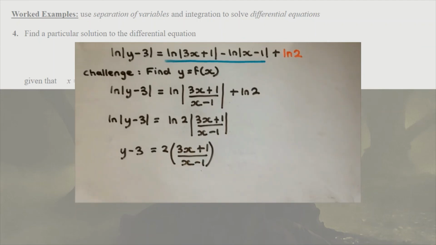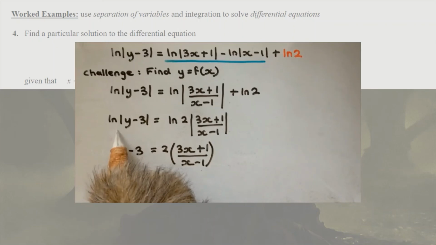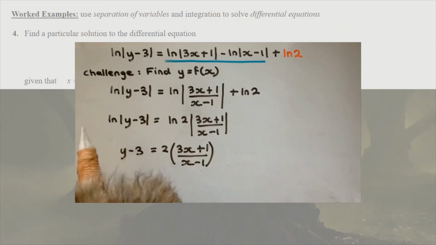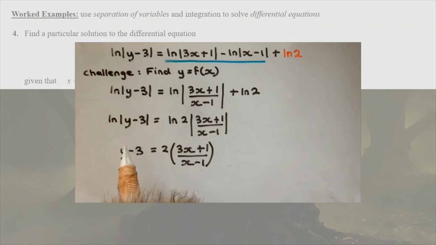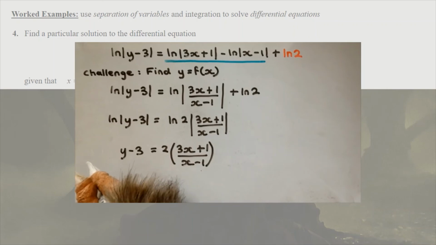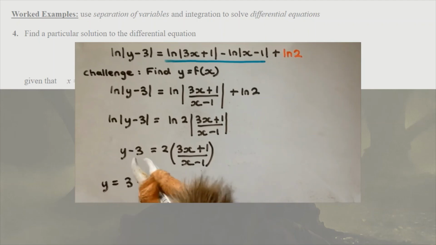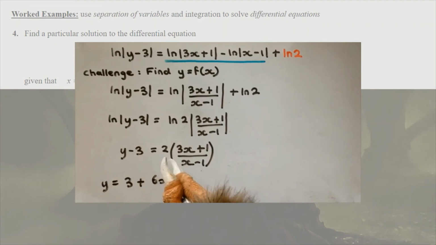Like that. Okay. You might be wondering as well, why do we not keep the modulus? Well, the modulus is a restriction based on the log function. It's the log function that forces us to make the restriction. Once you remove the log functions from both sides, that restriction no longer applies. Okay, so let's add 3 to both sides. So we now have y is equal to 3 plus, now I'm going to just multiply this out, so that's going to be 6x plus 2 over x subtract 1.